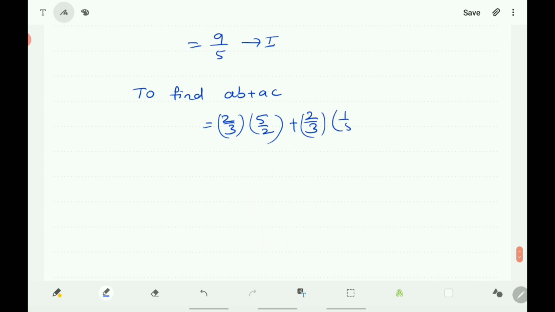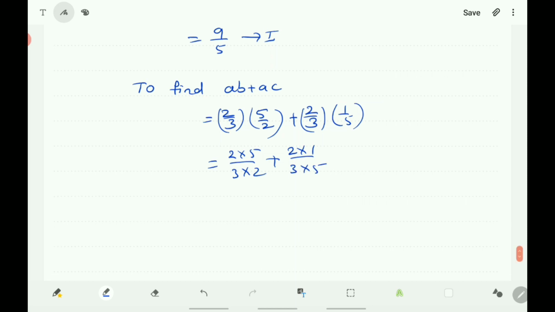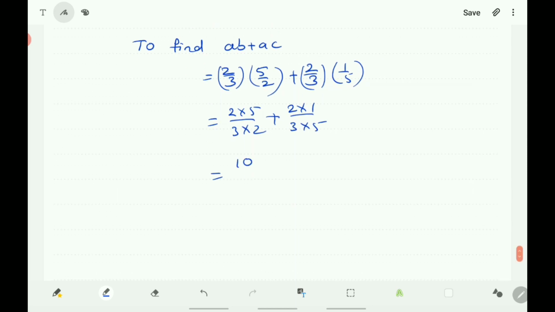C is 1 by 5. Next, the product of these two: 2 by 3 into 5 by 2 plus 2 by 3 into 1 by 5. So it becomes 10 by 6, plus 2 ones are 2, 3 fives are 15.